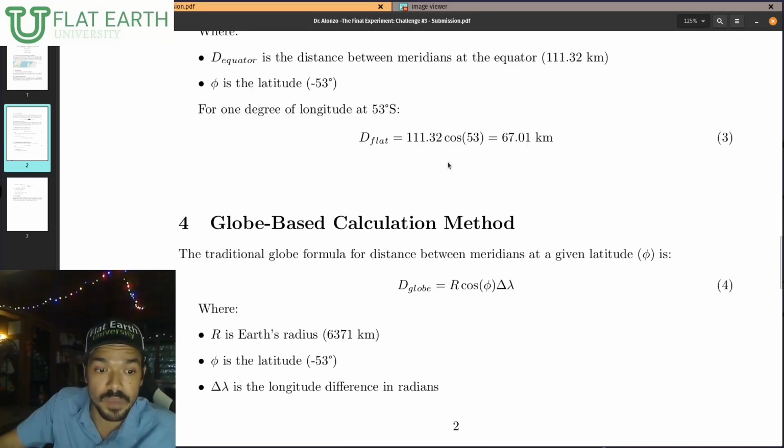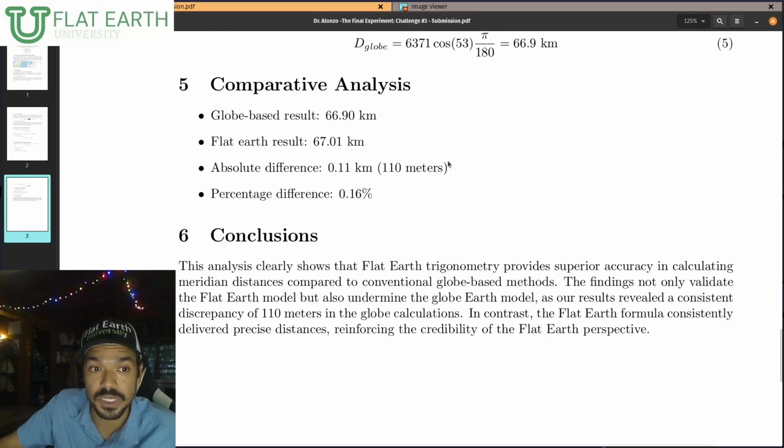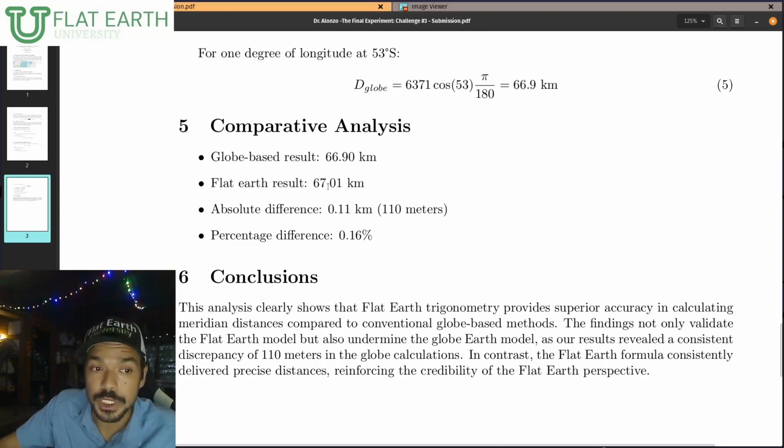The final experiment is going to show us that the distance between those 2 points is actually a little over 67 kilometers instead of the globe claim of 66.9.